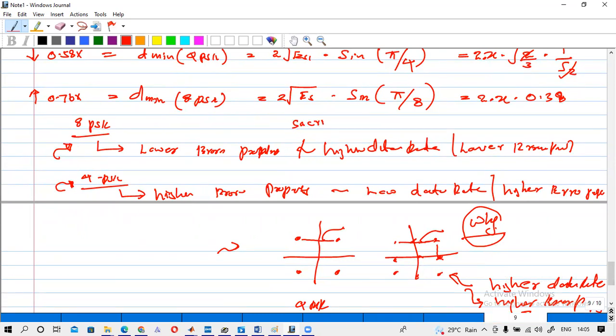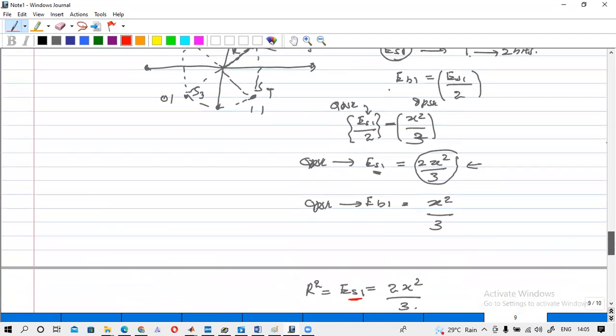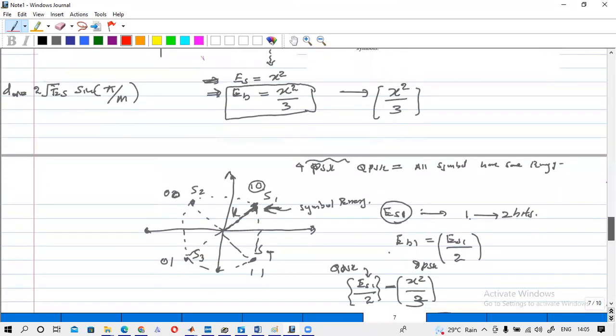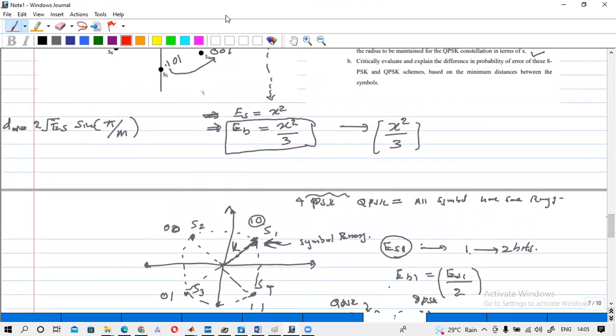So what do we sacrifice here actually in this case? Can anyone tell? Can anyone tell what we have sacrificed here? We sacrificed the bit energy, no, symbol energy actually, symbol energy.